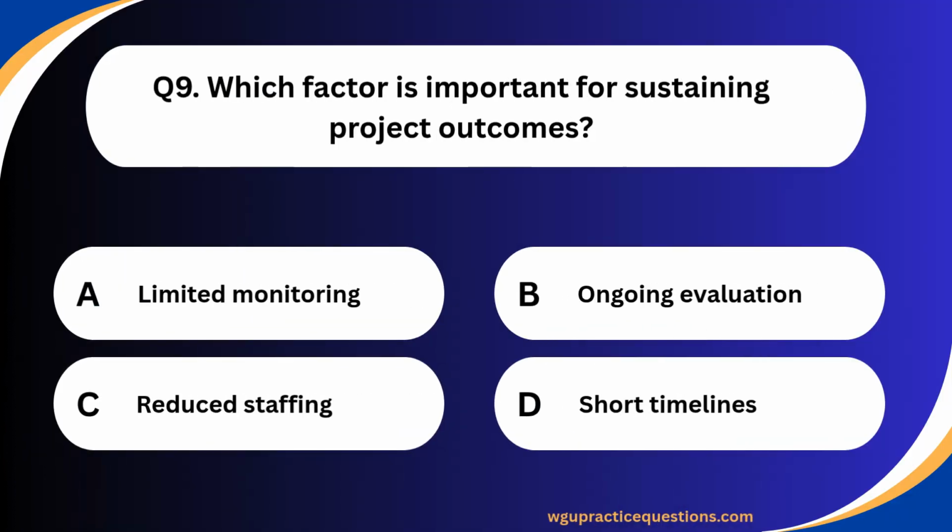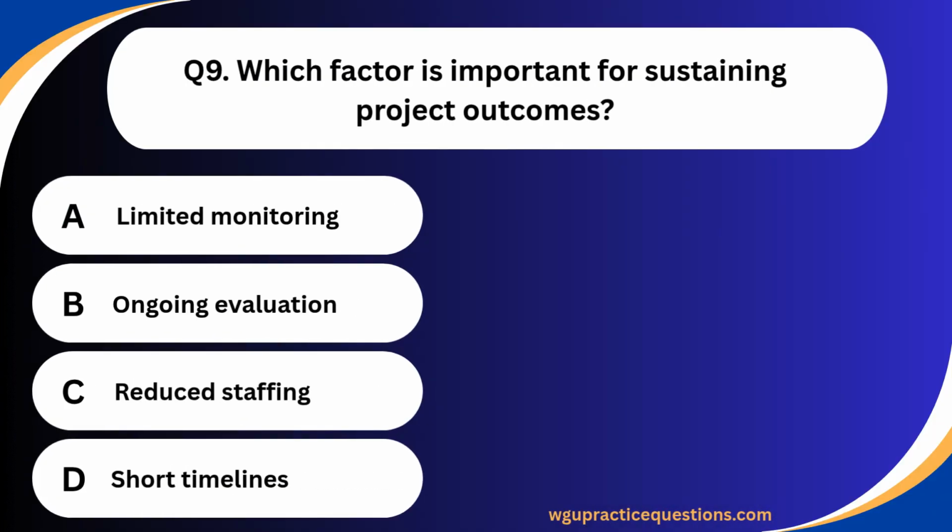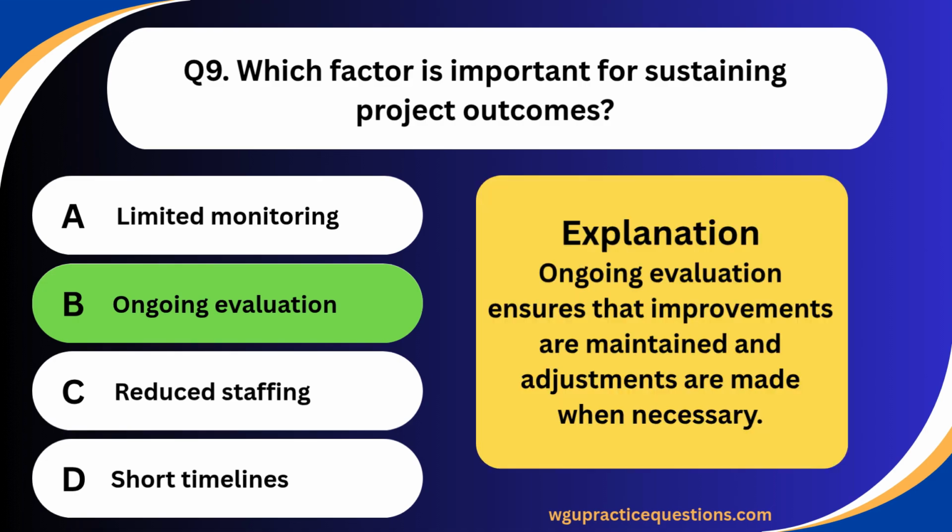Question 9. Which factor is important for sustaining project outcomes? A. Limited monitoring. B. Ongoing evaluation. C. Reduced staffing. D. Short timelines. Which one is the correct answer? The correct answer is B. Ongoing evaluation. Explanation. Ongoing evaluation ensures that improvements are maintained and adjustments are made when necessary.